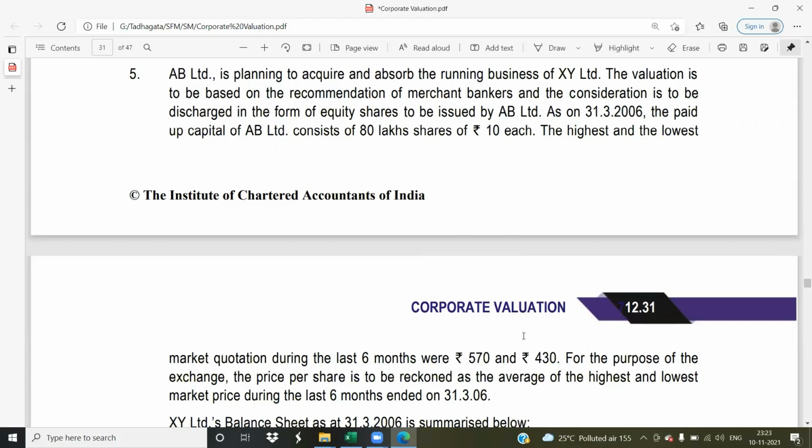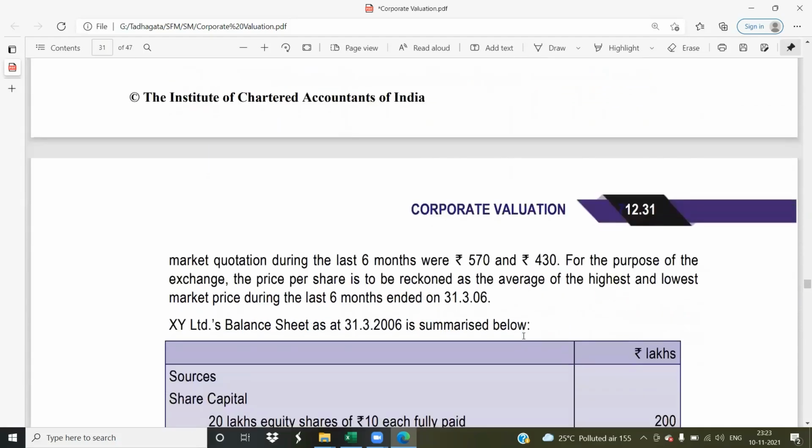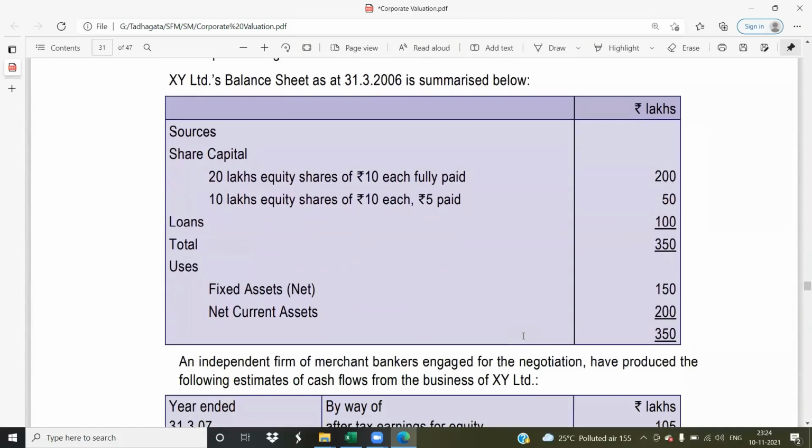Then it is given that the paid up capital of AB Limited consists of 80 lakh shares of 10 each. The highest and lowest market quotation were 570 and 430. For the purpose of exchange, the price per share is to be reckoned as the average of highest and lowest. Okay, that means 570 plus 430 by 2, that comes to around 500. Okay. Balance sheet of XY Limited is given. You have share capital, and you have two kinds of equity shares. One is fully paid, one is partly paid. Okay. Then you have loans. Then you have fixed assets and net current assets.